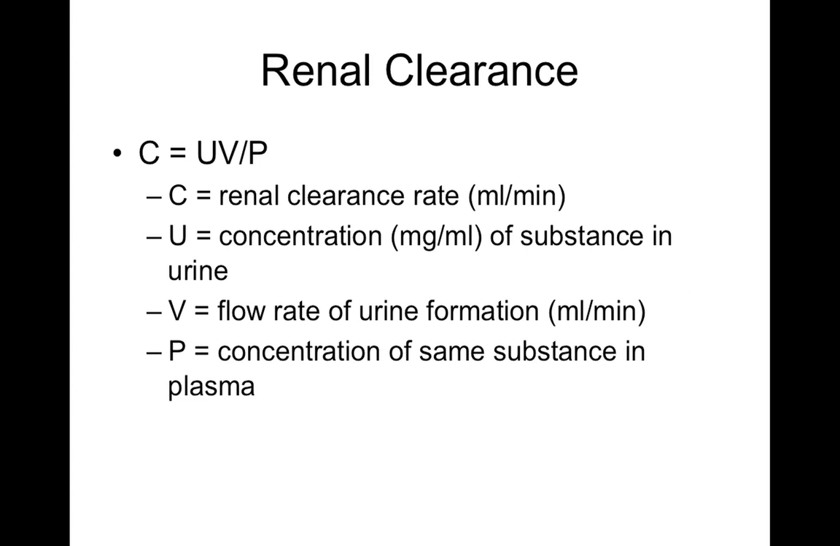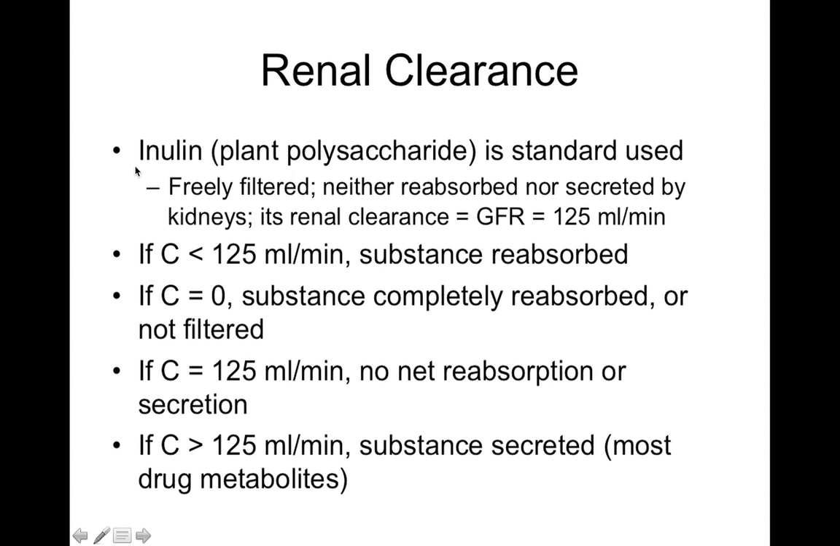An example of renal clearance is where we can use this thing called inulin. Inulin, not insulin, but inulin, is a plant sugar. It's a plant polysaccharide, and it's a standard used to determine renal clearance. Now, inulin is only filtered, but it's not reabsorbed or secreted by the kidneys.